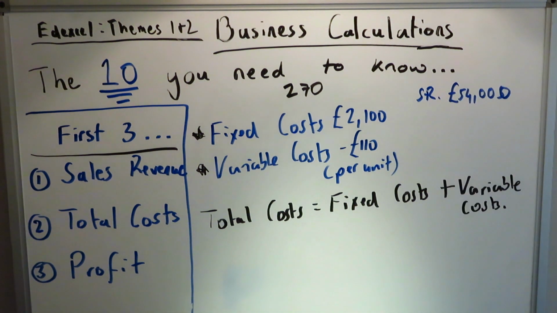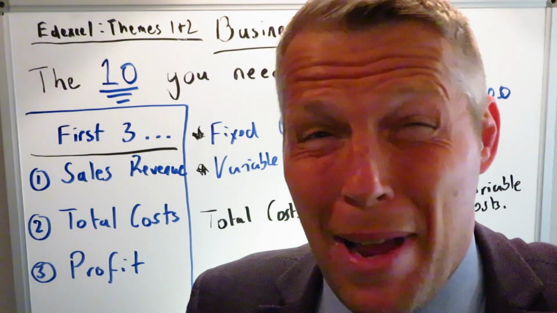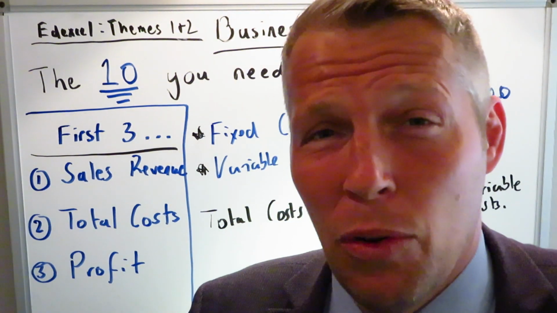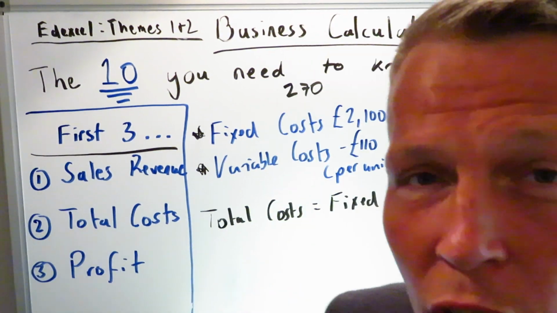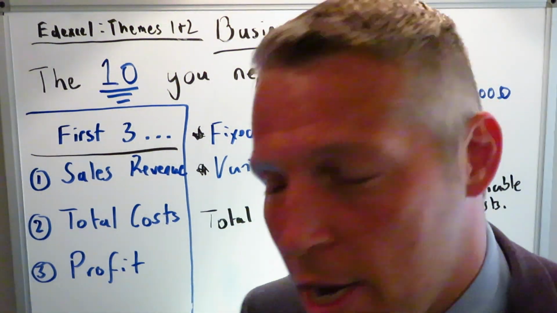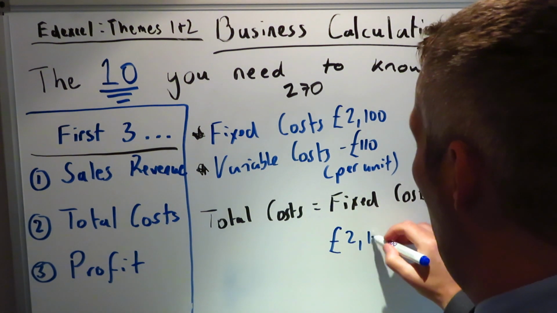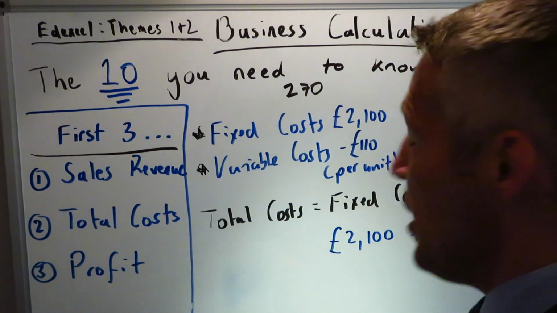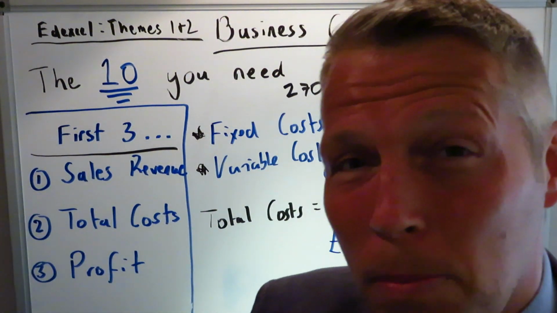So, we need to work out these. Well, we have already said that the fixed costs don't change, so it doesn't matter how many you produce. We produced 270 units that month, but it doesn't matter. They're not going to change. So, we can already put that information in. We know that that's going to be 2,100.